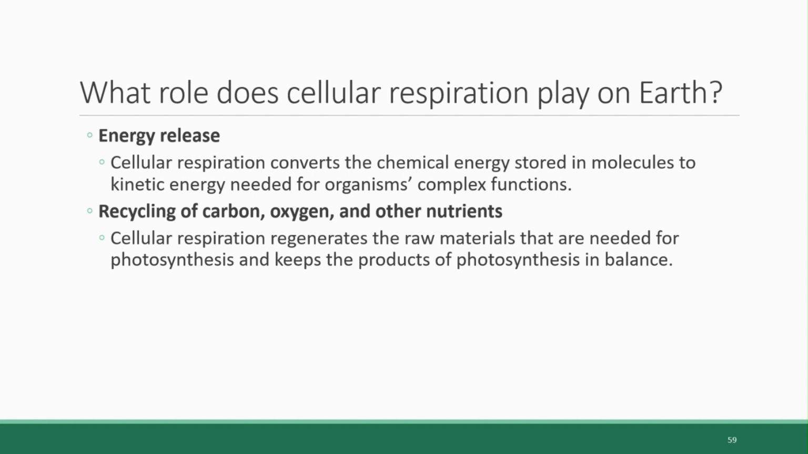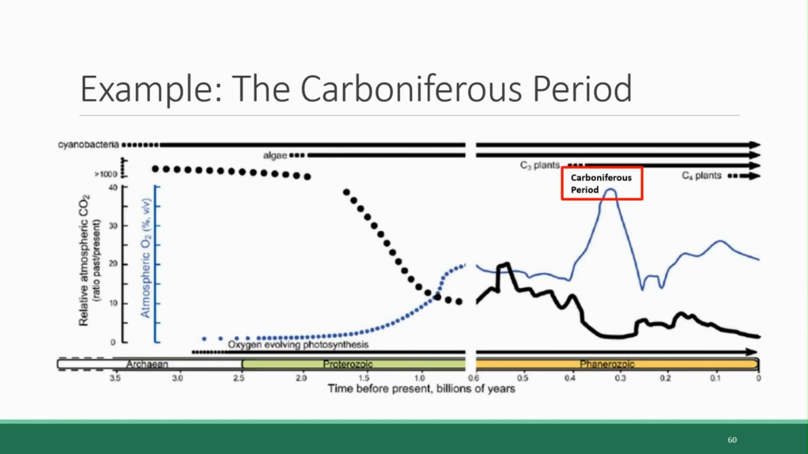There's actually evidence in the geologic history of the Earth as to what happens when cellular respiration and photosynthesis aren't balancing each other. The Carboniferous period was a 60 million year span during the Paleozoic era when woody land plants evolved and proliferated across the terrestrial surfaces of the Earth. With this land plant proliferation, there was a lot more photosynthesis going on, and therefore a lot more oxygen being generated, which you can see reflected in the spike in the figure, corresponding to the Carboniferous period.